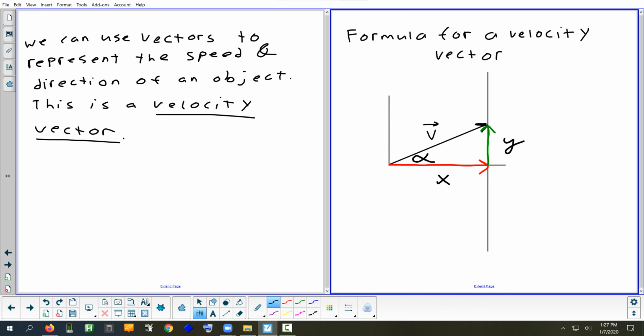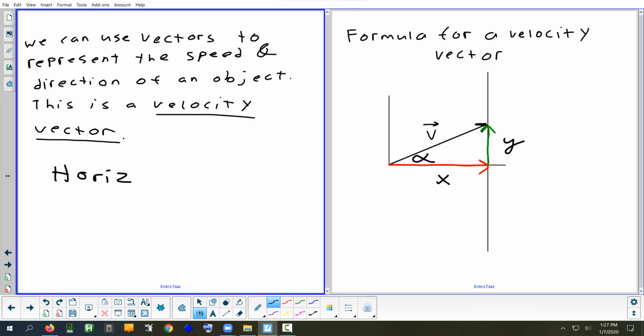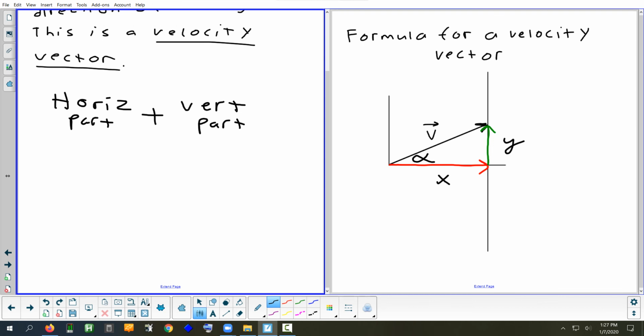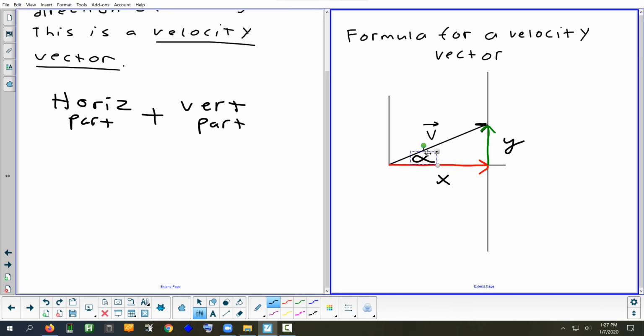So there are two parts to the vector. There's the horizontal part plus the vertical part. Now, our job is to describe the horizontal and the vertical part in terms of the angle that we throw the vector at and the speed that we throw the vector at. Okay?